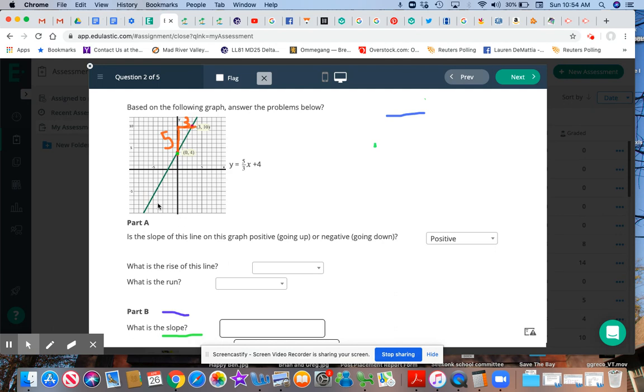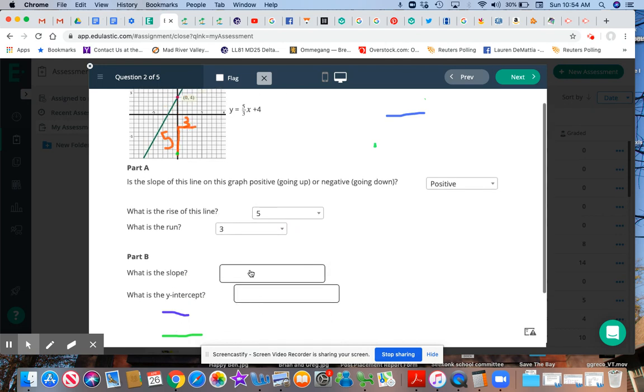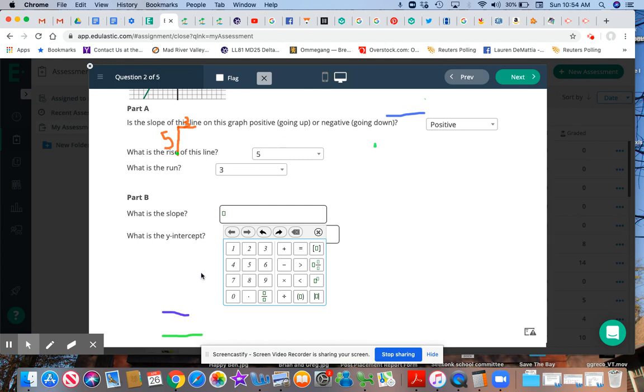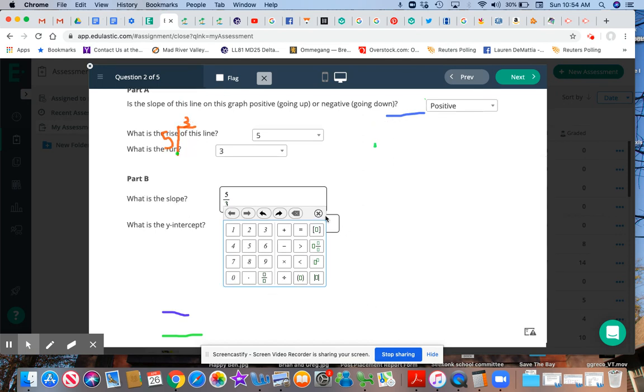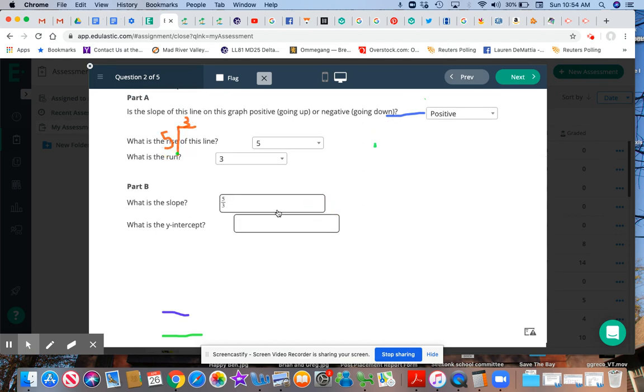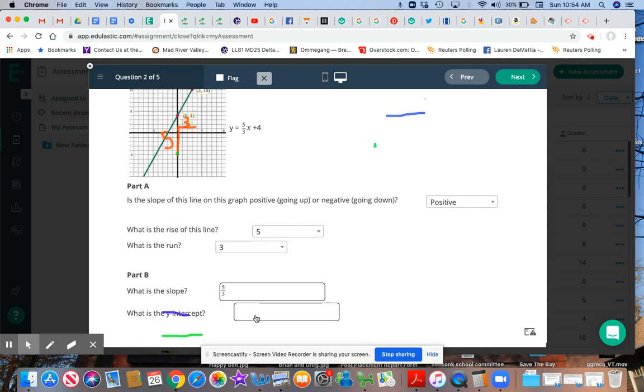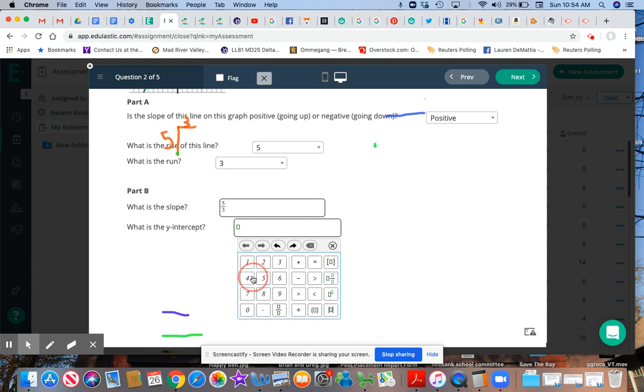What is the rise of this line? We just did that, so that's going to be 5. And the run is going to be 3. And what is the slope? We already have the slope here, so I want you to write the slope here. 5 over 3 works fine. I think that's considered correct. If it's not, then I'm just going to make it correct. So don't stress that. And then here, the y-intercept's 4.